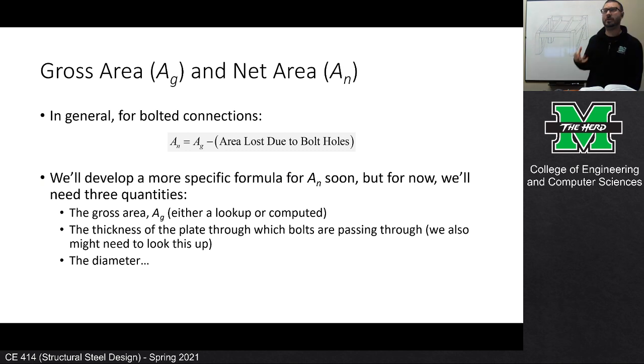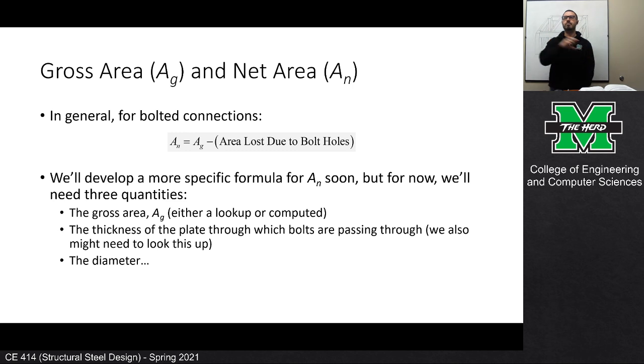So in general, for bolted connections, this would be the basic formula, the basic idea: the net area equals the gross area minus any area that you have removed from the connection due to the presence of bolt holes. Okay? Now, we're going to develop a more specific formula soon for AN. So don't worry, I'm going to take this conceptual formula and refine it a bit later.